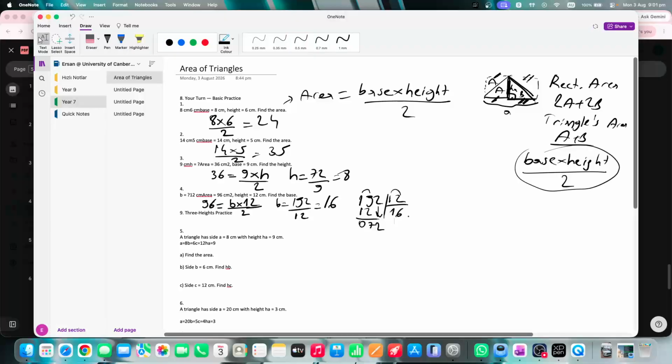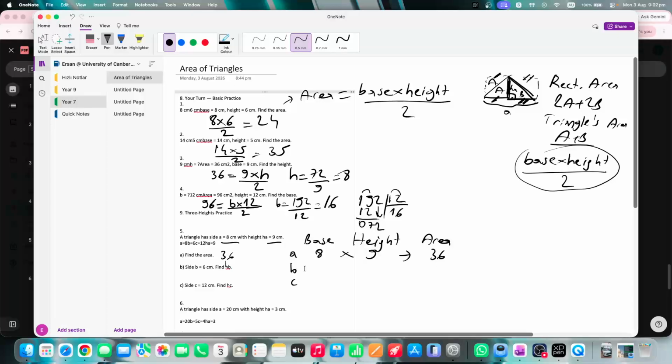That's why. Okay, so now a triangle has a side of 8 with a height of 9. So look, base, height, area. So for A, for B, for C, A is 8 and height is 9. Therefore, the multiplication of 8 and 9 over 2 gives you the area, which is 36. Okay, so find the area. I have found the area.